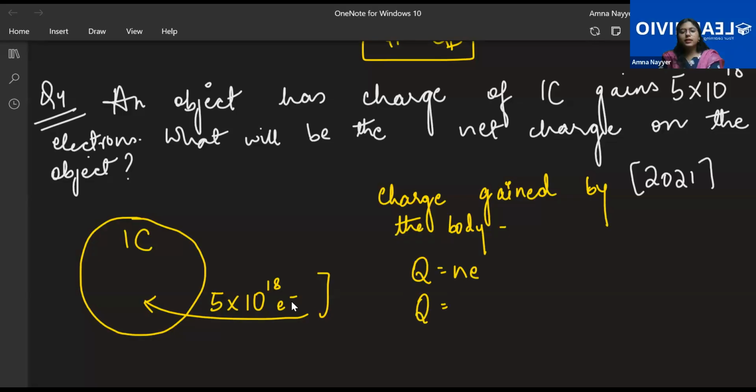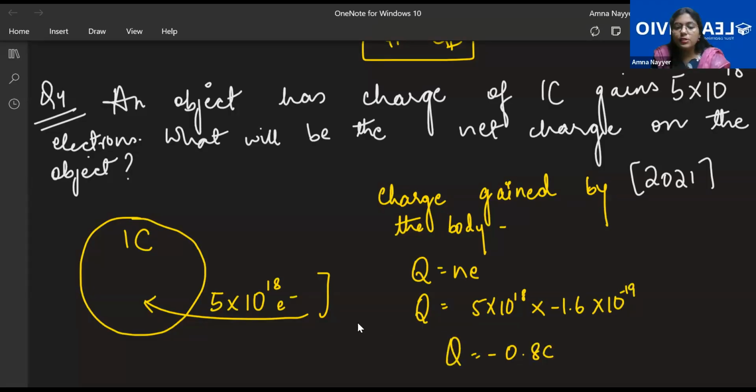N is given as 5 into 10 to the power 18 electronic charge. Now, since we have to deal with the charges, we have to take the negative sign also. So it is minus 1.6 into 10 to the power minus 19. So charge will be minus 0.8 coulomb. So see, instead of directly saying that minus 0.8 coulomb has entered the body, it gave you the number of charges.